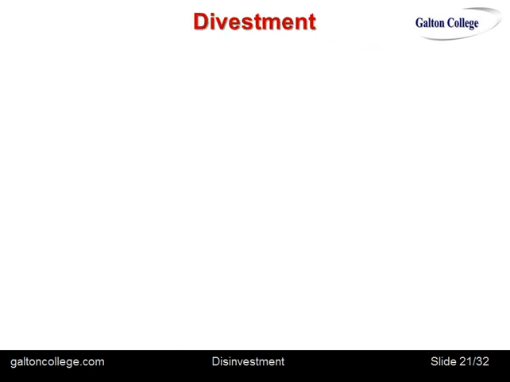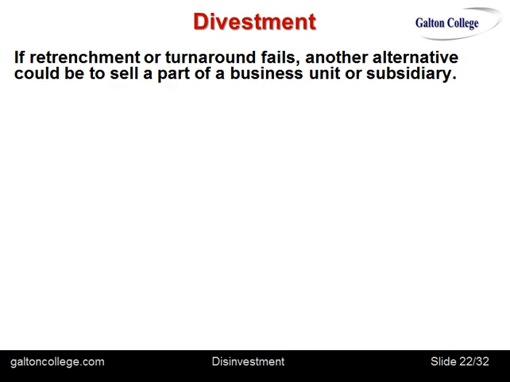Now, divestment. This is if retrenchment or turnaround fails, another alternative could be to sell a part of a business unit or a subsidiary. This is much more dramatic. If the retrenchment and turnaround strategies fail, then the business may look at this as a last ditch solution.